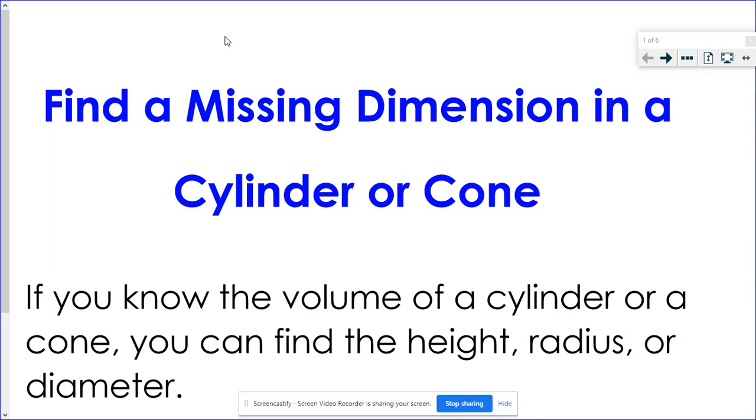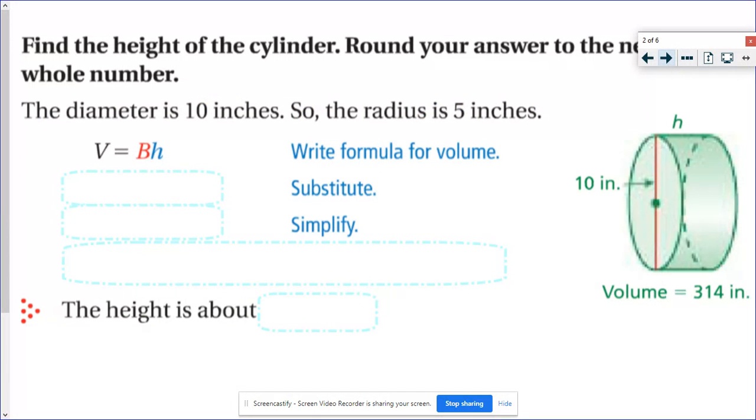Now that we know how to find the volume of a cylinder or a cone, we're going to take it one step farther. Today, I'm going to be giving you the volume, and one of the other numbers is going to be missing. So we're going to have to use what we know about solving equations and using formulas to be able to find a height or a radius or even a diameter in some of these shapes.